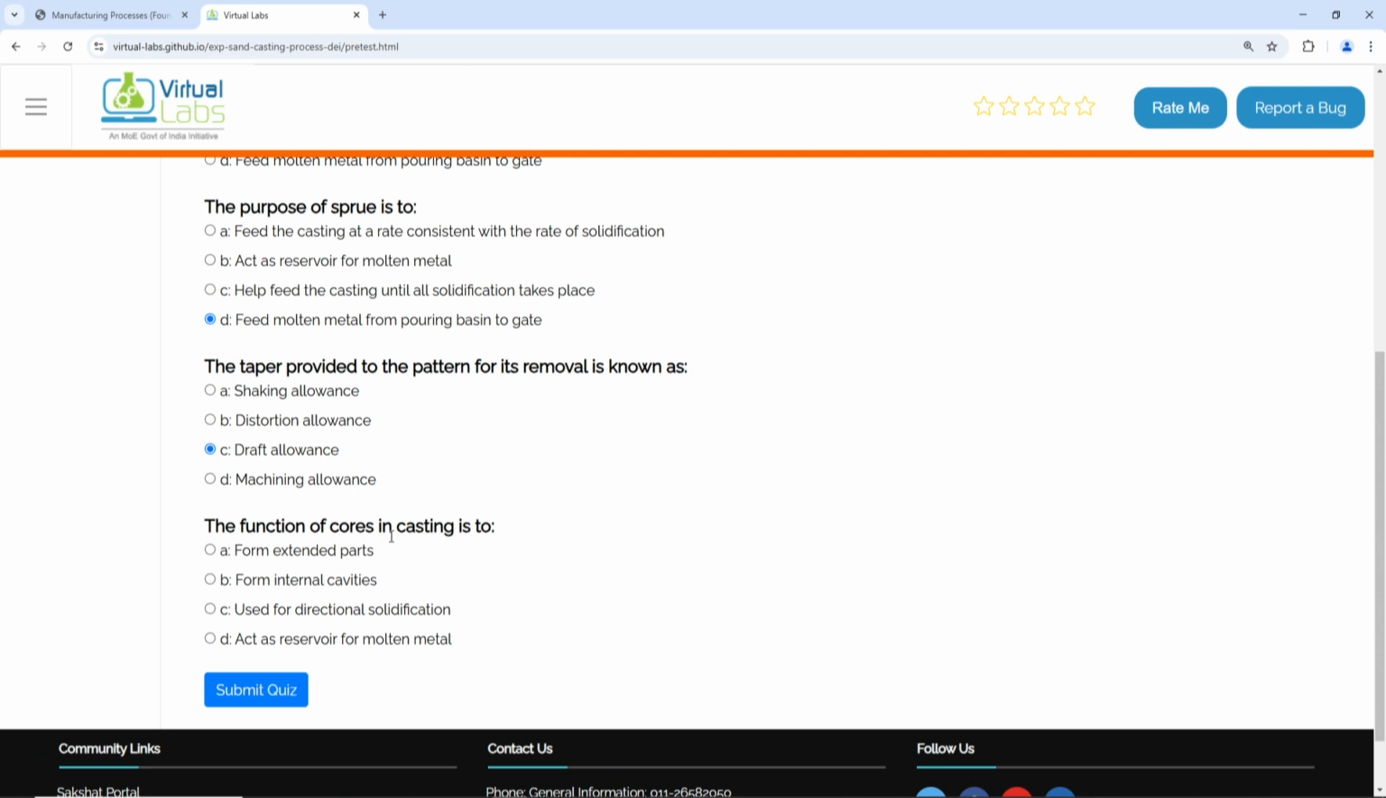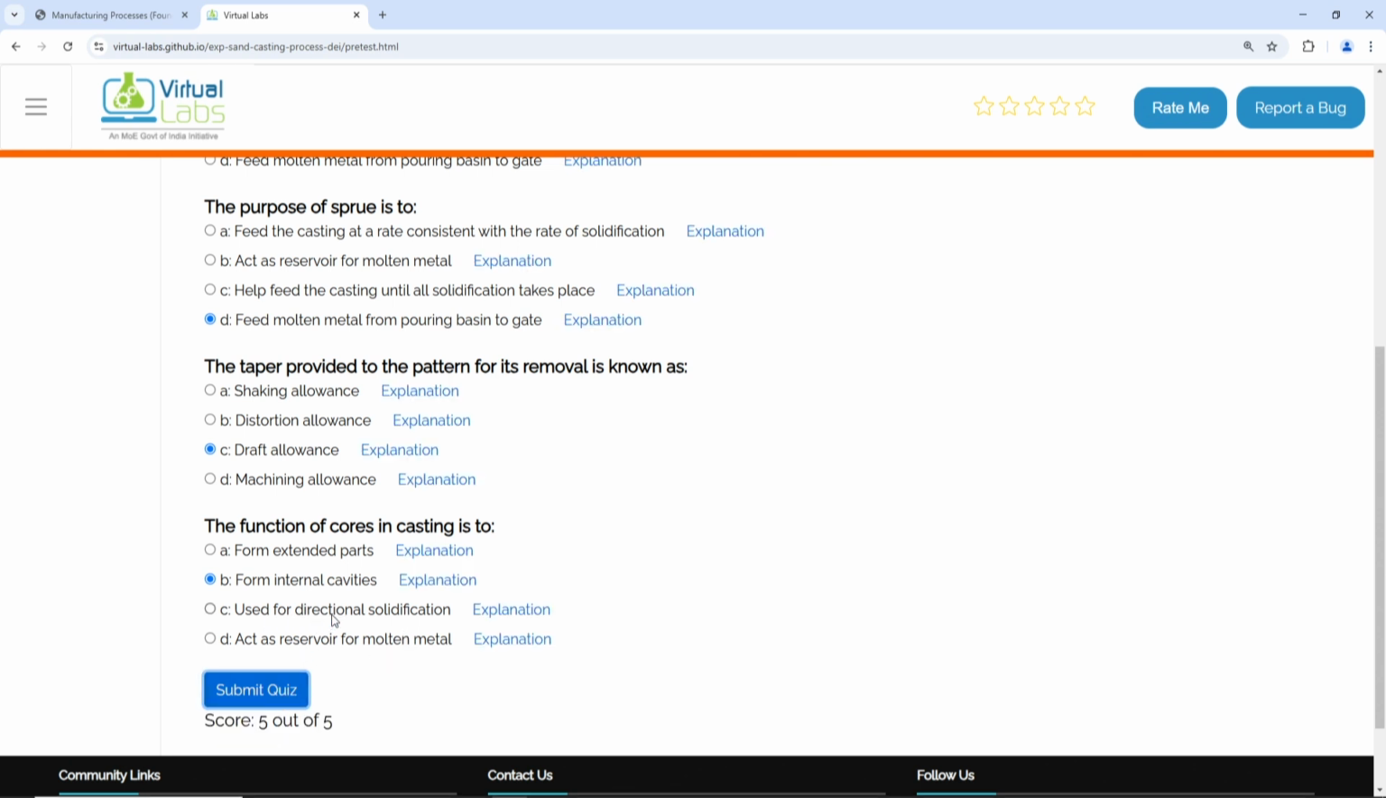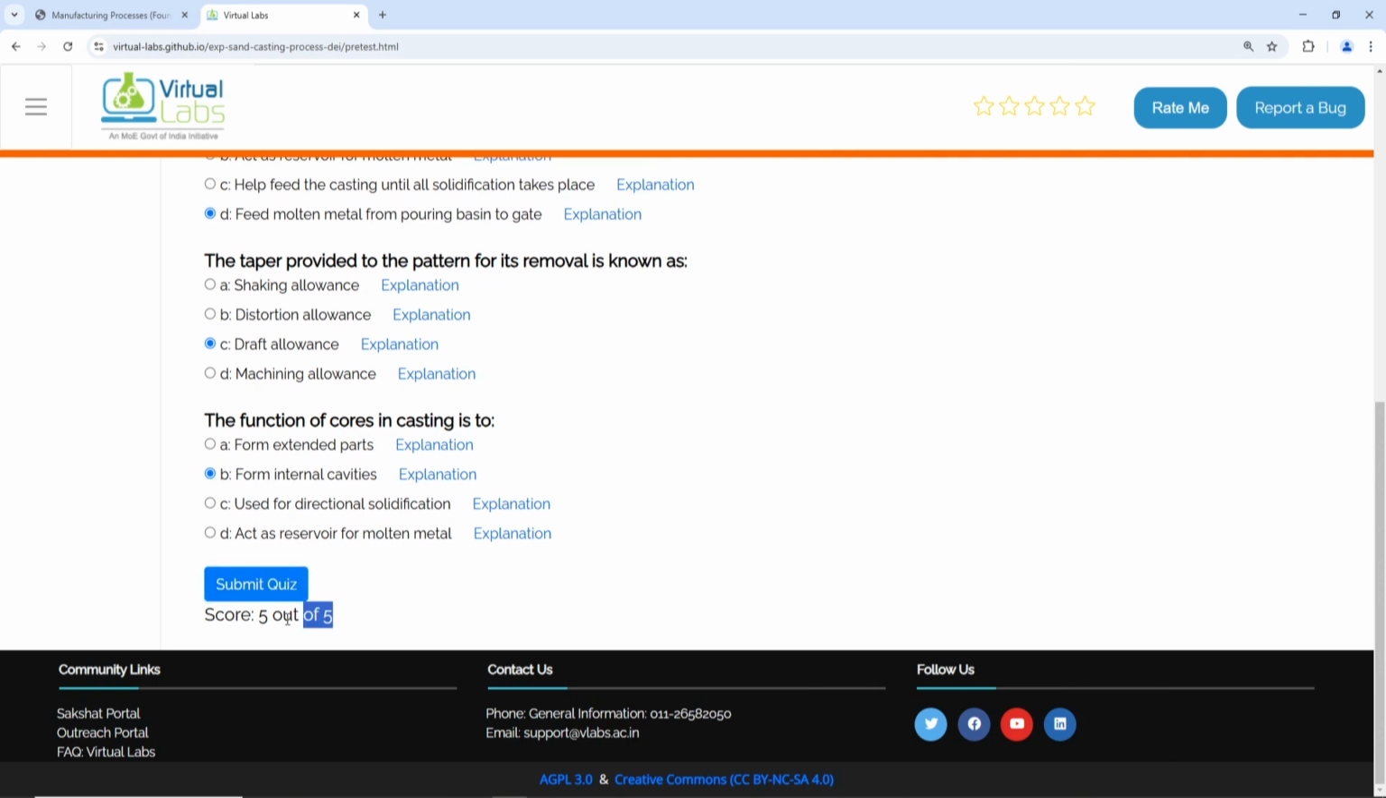The function of cores in casting is to form extended parts? No, never. Form internal cavities? Yes, the core provides the internal cavity. Then use of a riser for directional solidification, act as a reservoir? Let me submit the quiz. Yes, I have gotten 5 out of 5. Make sure you get 5 out of 5.